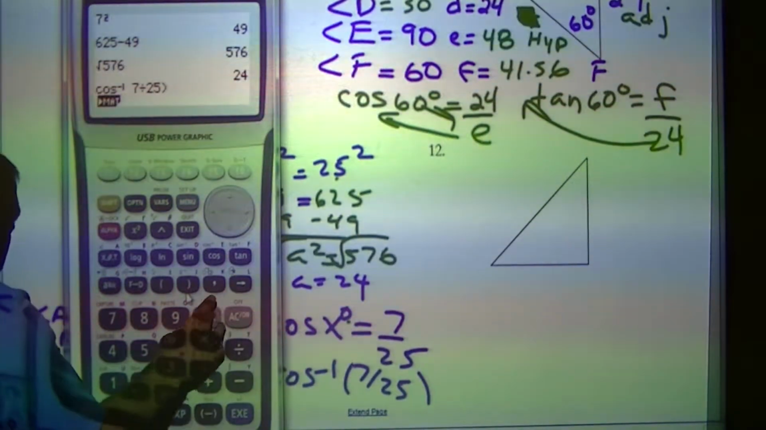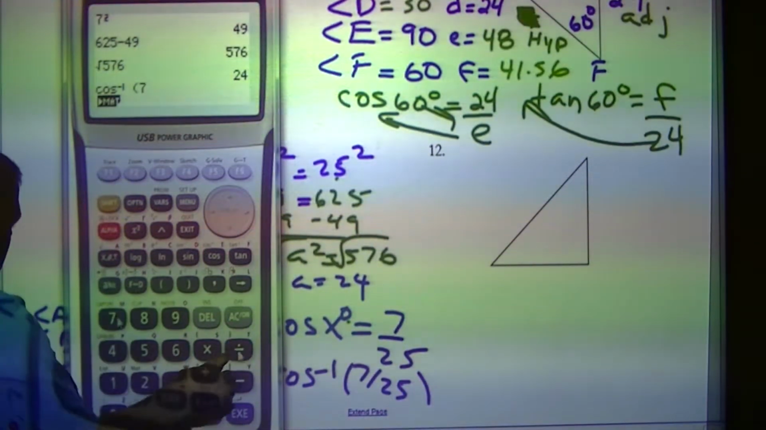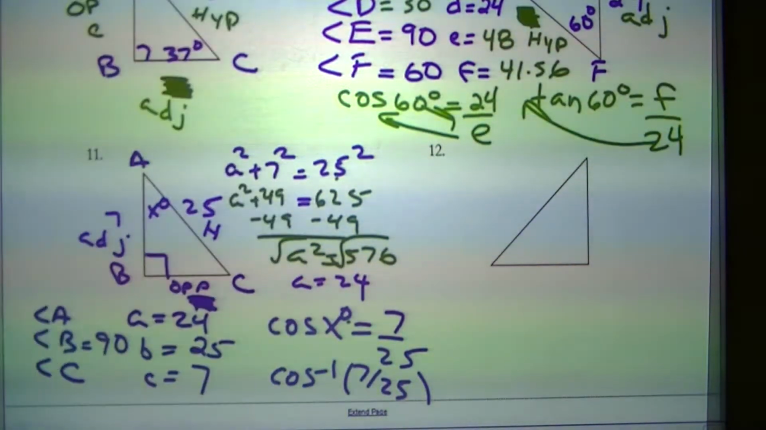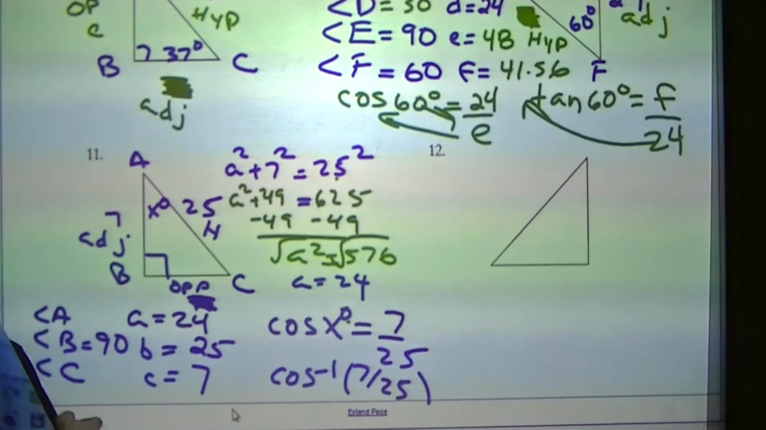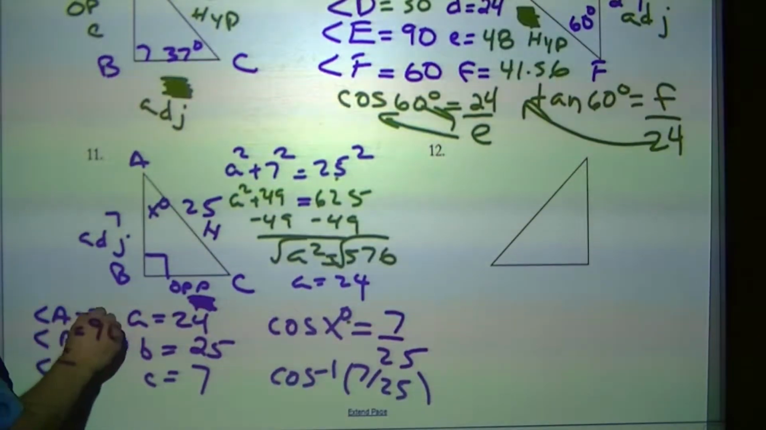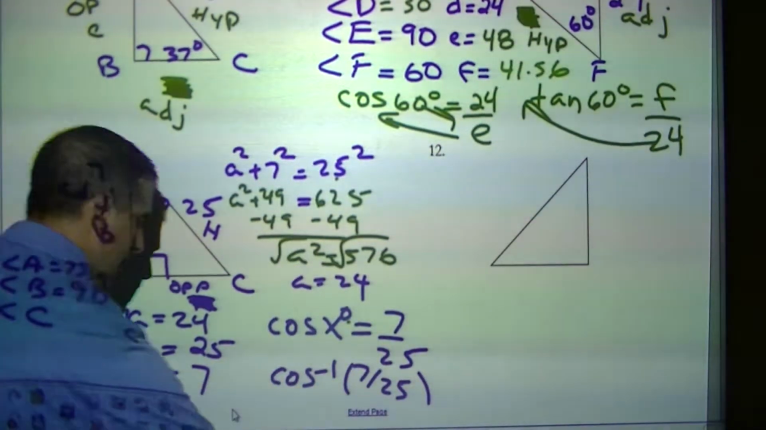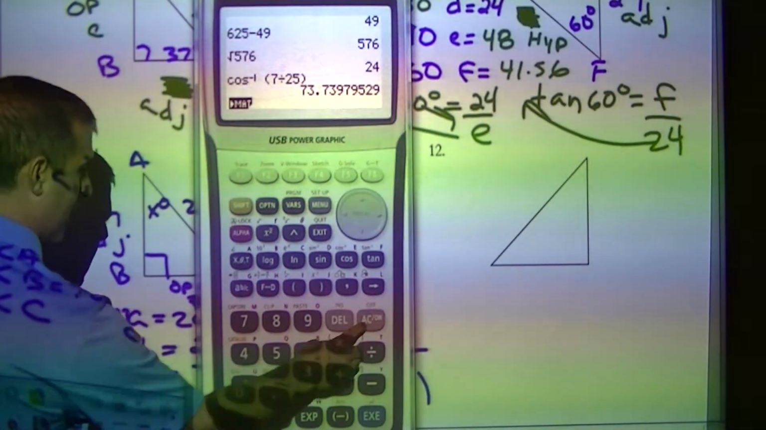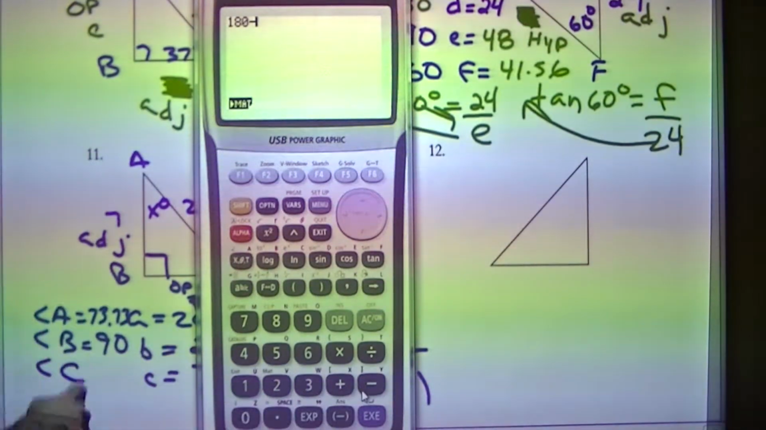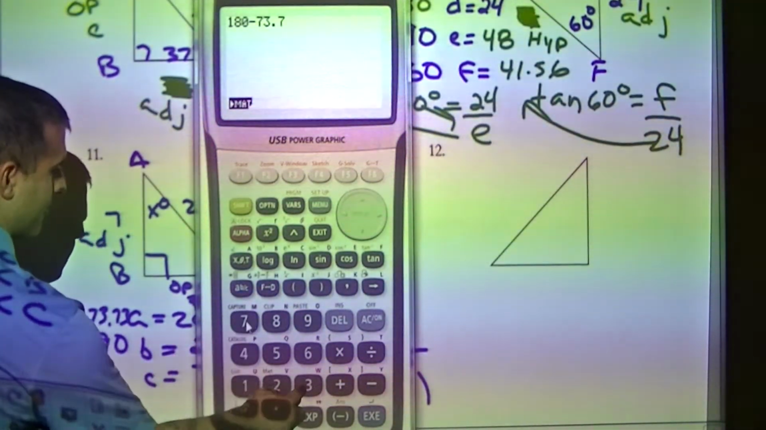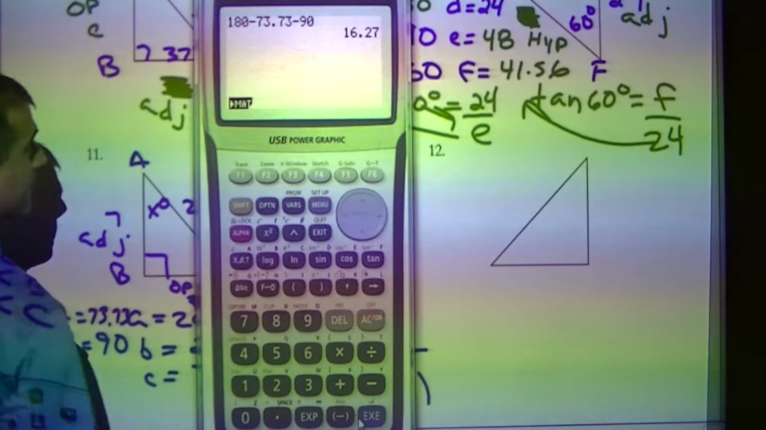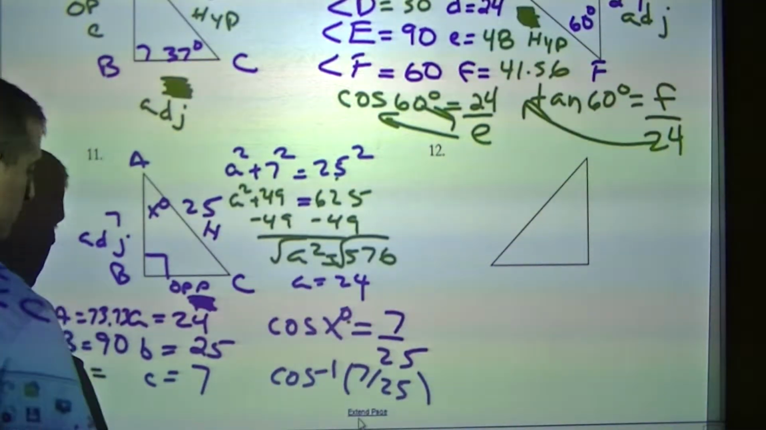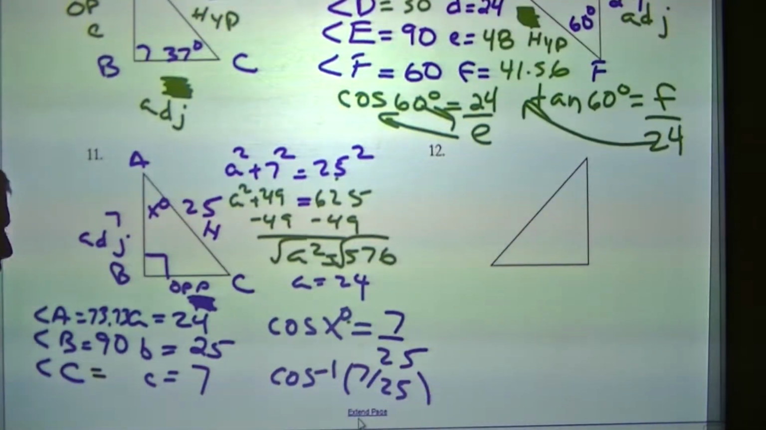So I'm doing inverse cosine, 7 divided by 25. Okay, I've got 73.73 degrees. That's angle A. Now, the nice thing is I can just subtract the 73.73 I just found and the 90 away from 180. And that helps me get 16.27, which would be representative of angle C.